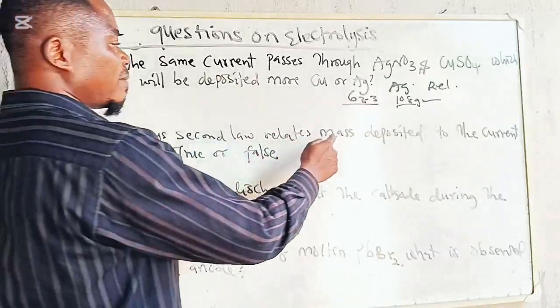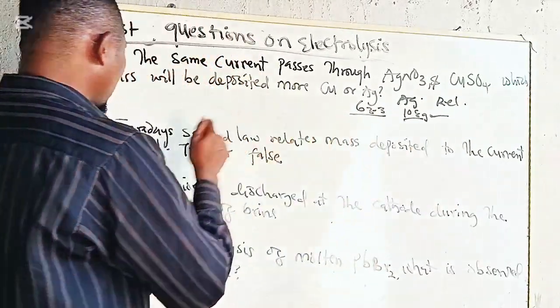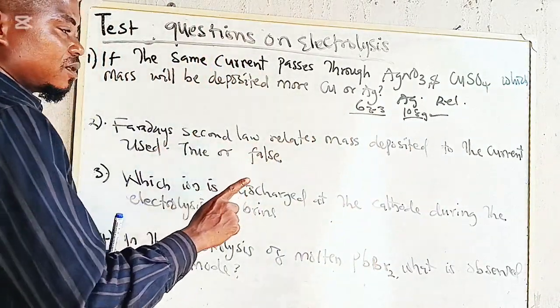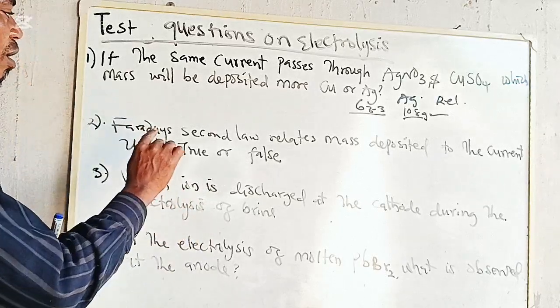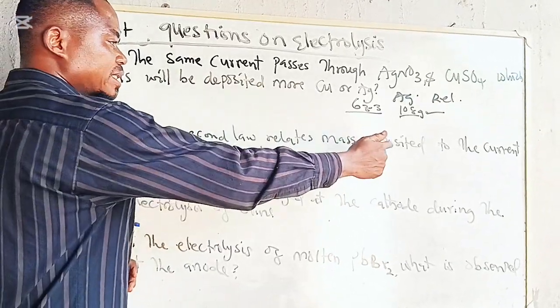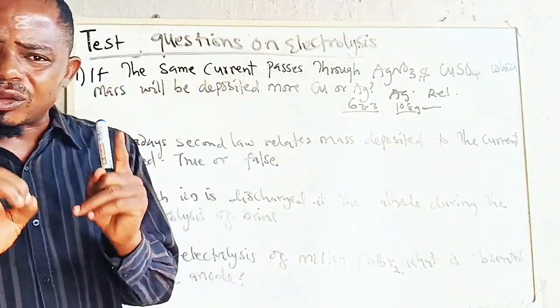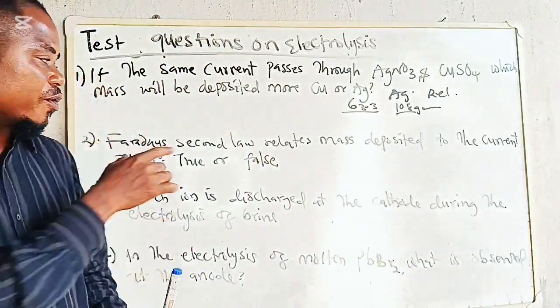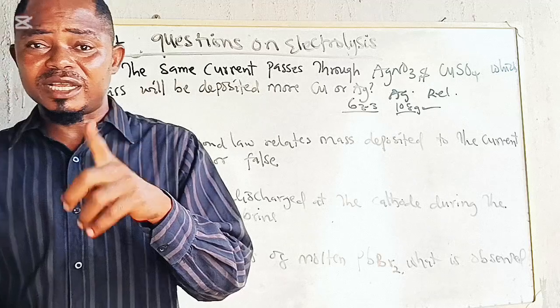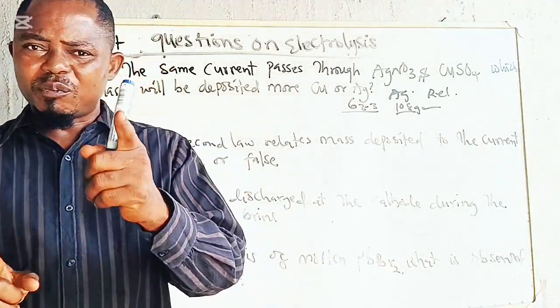Faraday's second law relates mass deposited to the current used. True or false? You must know what it says for you to pass this question. Now remember, the first law says the mass of substance. First, have you picked your answer?